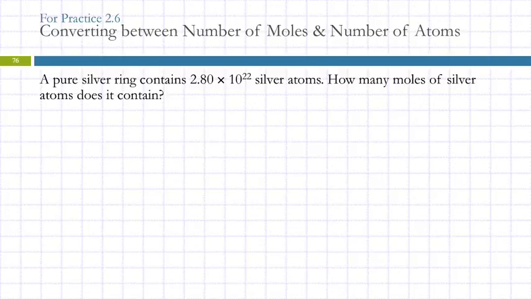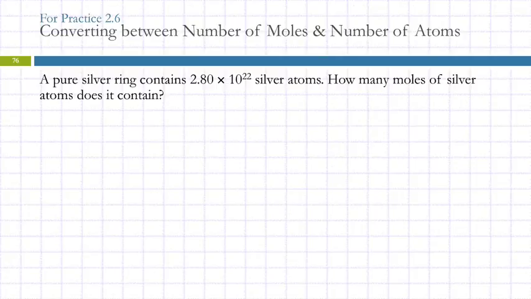So let's do a problem. A pure silver ring contains 2.80 times 10 to the 22 silver atoms. How many moles of silver atoms does it contain? So this is the equivalent of saying I've got 60 eggs. How many dozen eggs is this?